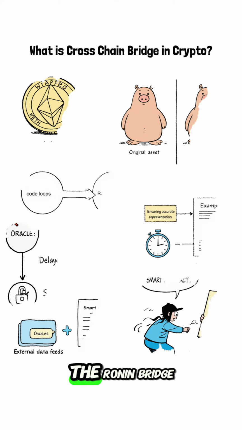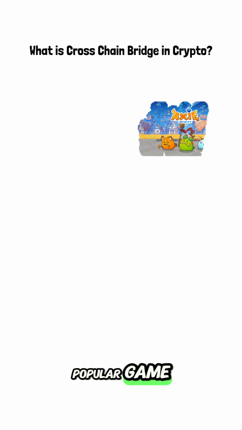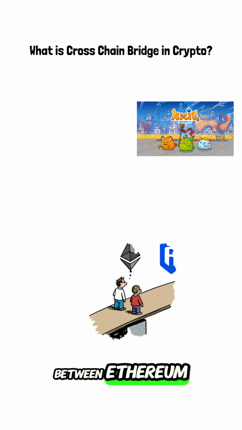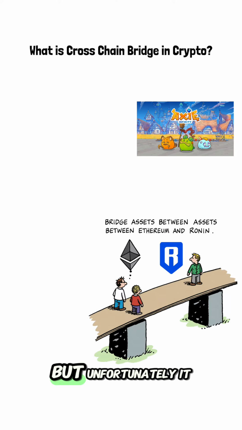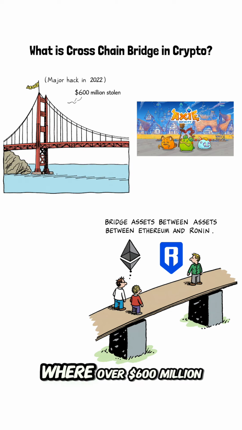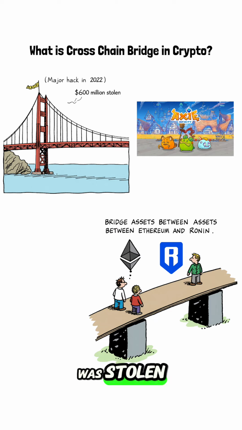An example is the Ronin bridge, used by the popular game Axie Infinity. It enabled players to bridge assets between Ethereum and Ronin for smoother gameplay, but unfortunately, it also faced a major hack in 2022, where over $600 million was stolen due to a vulnerability. This reflects that, while bridges are powerful, they are not foolproof and are still evolving.